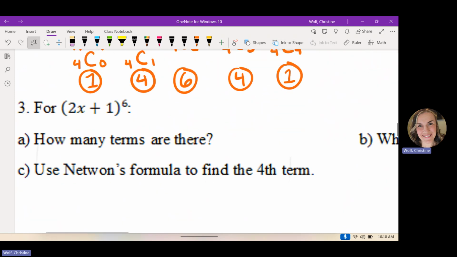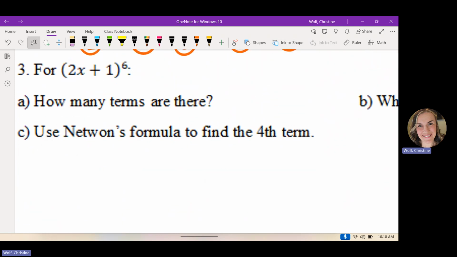Okay, so let's get a little bit more complicated here. Here I give you a binomial, 2x plus 1, and I want us to expand that to the power of 6. So that means 2x plus 1 would be written out 6 times. And you'd have to FOIL and FOIL and FOIL and distribute, and it would be rank. We don't want to do that. So we're going to use Pascal's triangle to help us out.